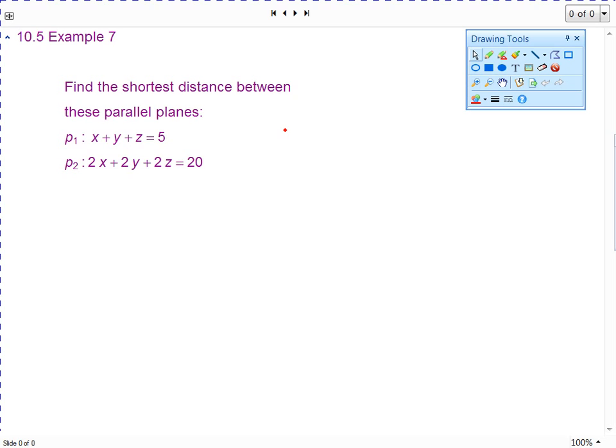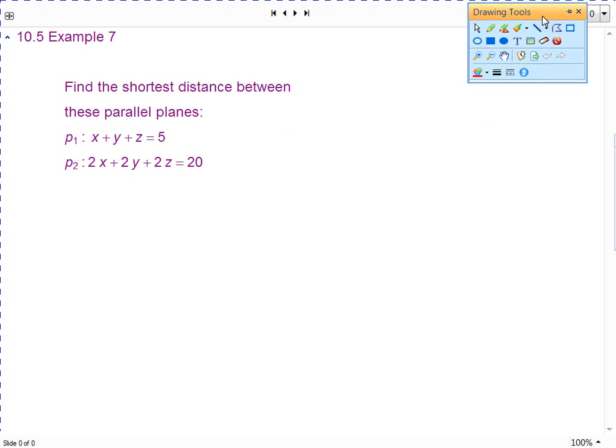The biggest mistake I ever see in a problem like this is a student will say the distance is 15. All they'll do is look at the only difference being the 5 and the 20, so they must be 15 units apart. But that's not the way it works. If that's the way it worked, it would be too easy, right? Or they divide the whole second equation by 2, and what would you get? X plus Y plus Z equals 10, and then they say, oh, the difference is only 5, so it must be 5 units apart. That's not it either.